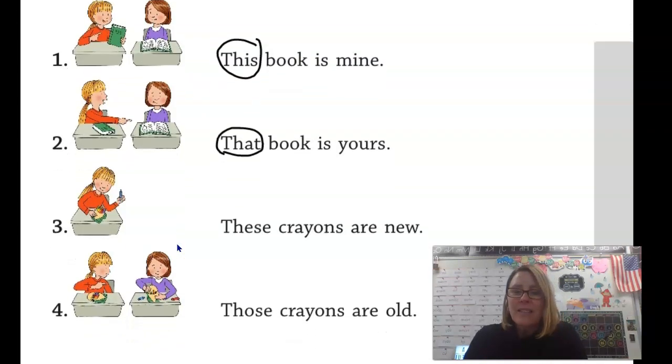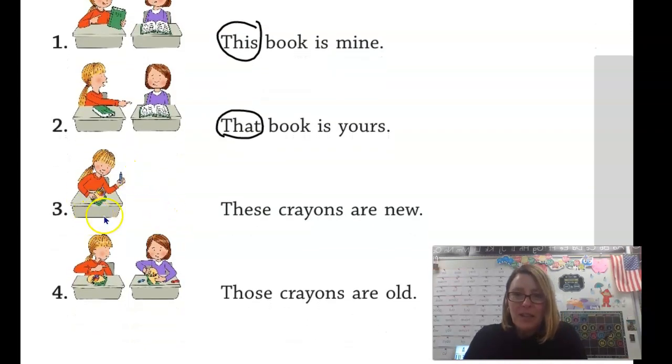All right, so now we see she's got a box of crayons. A box of crayons has more than one, right? There's many crayons in a box. Yes, and that's why we say these crayons are new. So I could also say, if I had only one crayon, that crayon is new. But because there's more than one crayon, we say these crayons are new. Okay, so these and this are kind of the same word, okay?